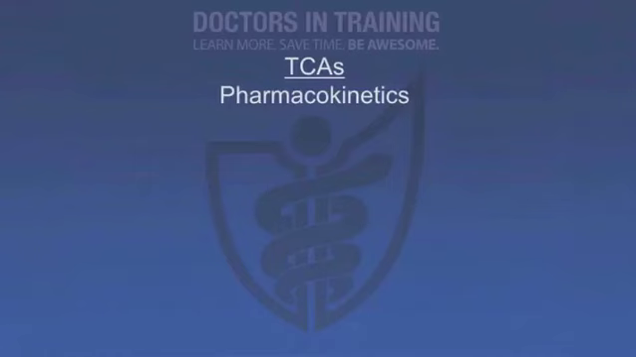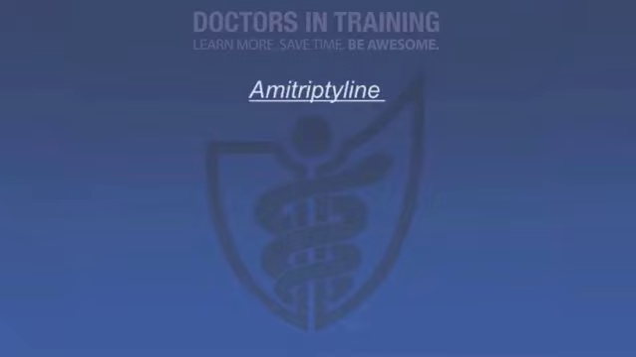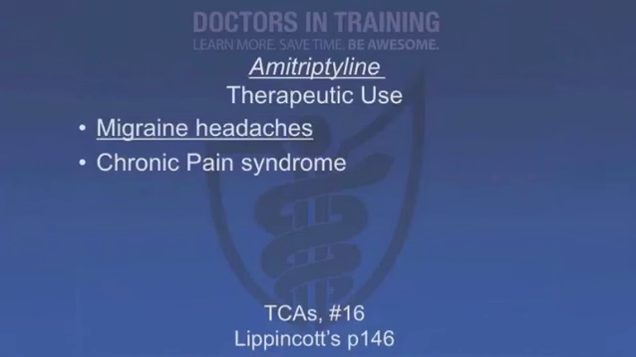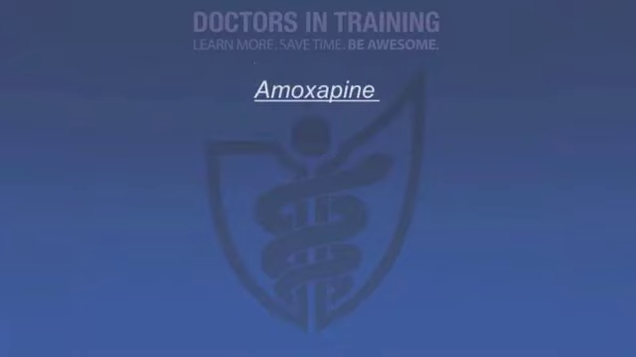Now let's look at some of the pharmacokinetics and uses for tricyclic antidepressants. First up is amitriptyline. Its primary use is for depression, but amitriptyline has also been used to treat migraine headache and chronic pain syndromes like neuropathic pain. Amoxapine is a strong norepinephrine reuptake inhibitor and a weak serotonin inhibitor.